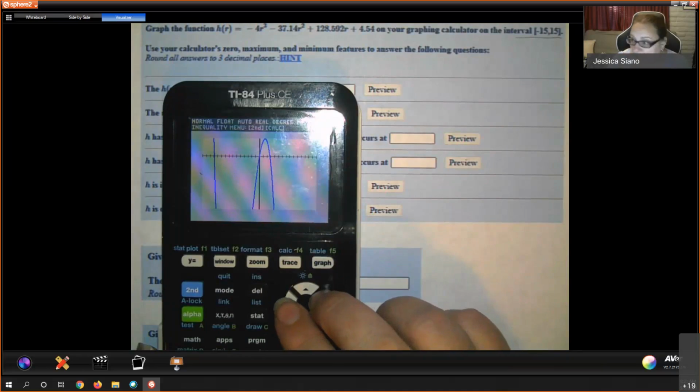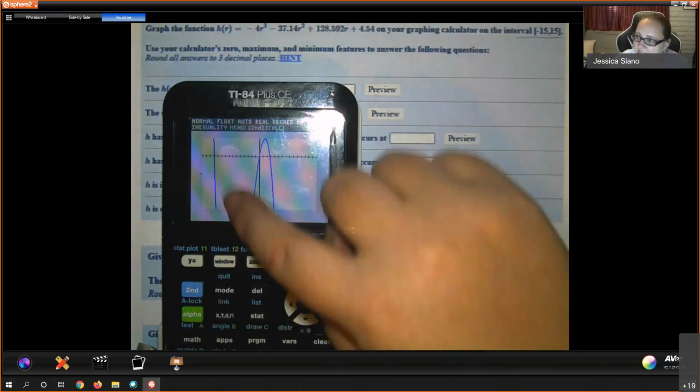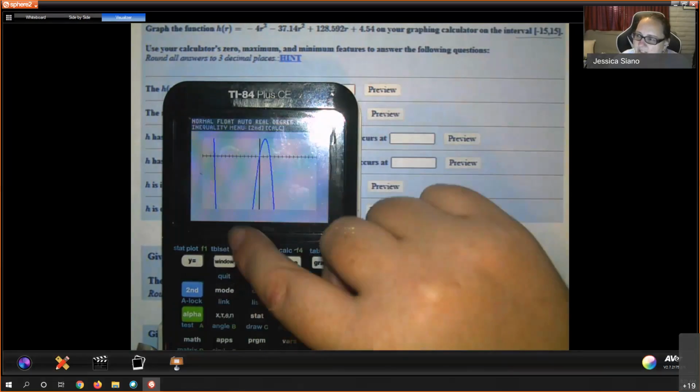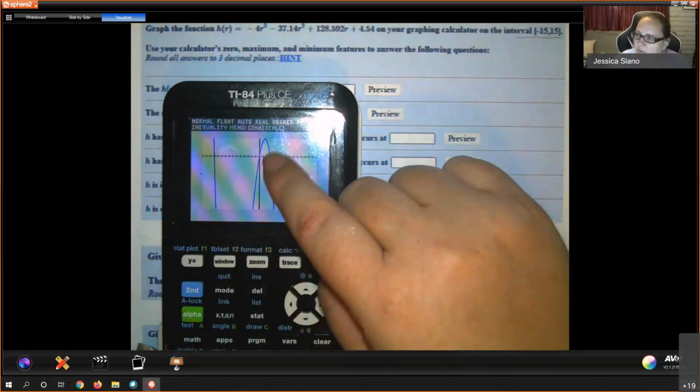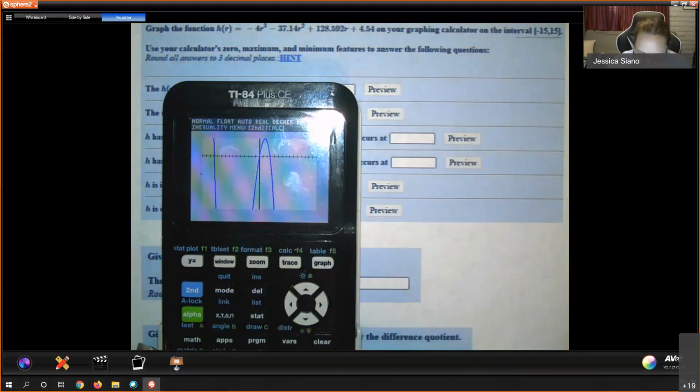It gives us enough information. Like we can see now that this is going down. There must be a minimum down here somewhere because it turns back around. We have a maximum right there and then it comes back down.